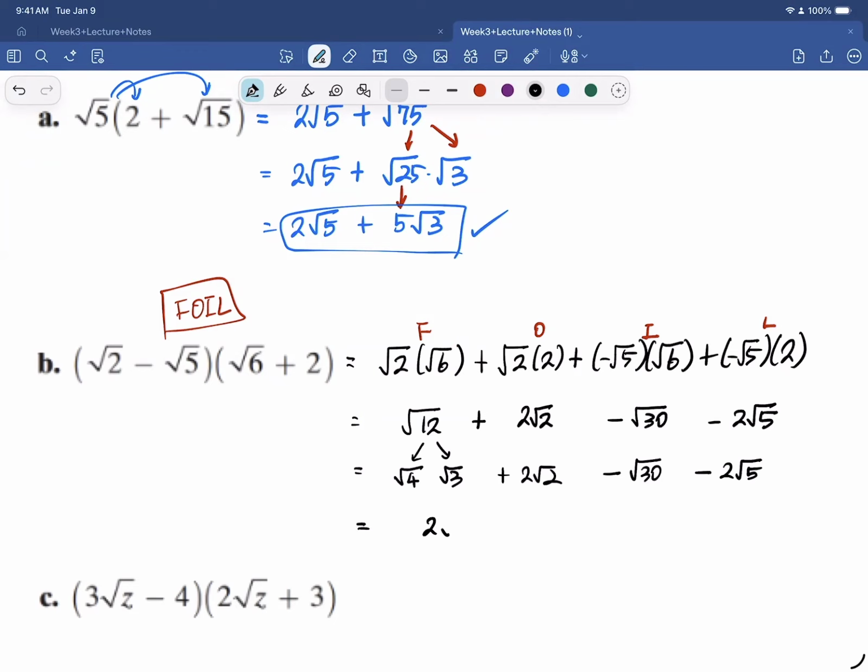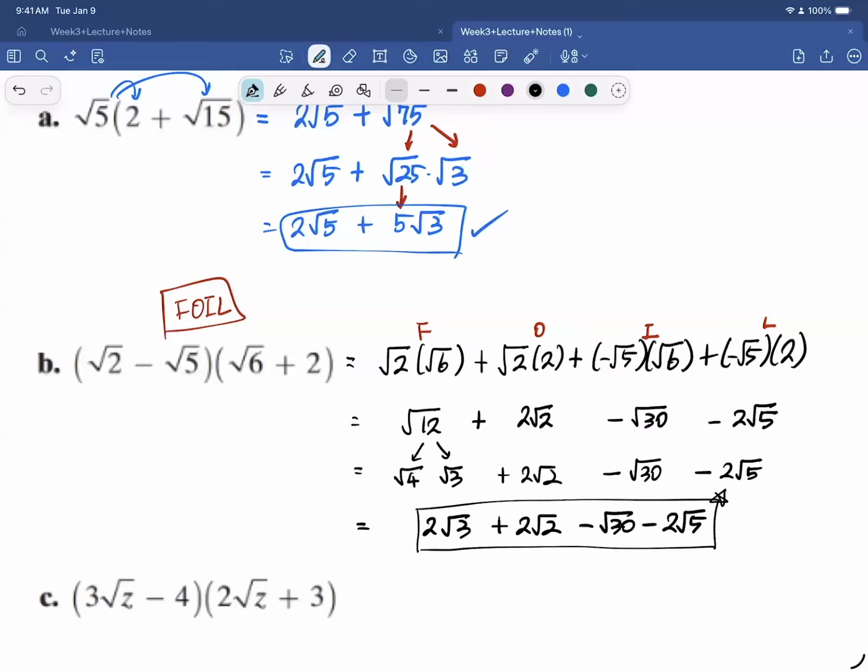So this is 2 square root of 3 plus 2 square root of 2 minus square root of 30 and then minus 2 square root of 5. But none of them is like terms. I know the answer looks weird, but that's the final answer: 2 square root of 3 plus 2 square root of 2 minus square root of 30 minus 2 square root of 5. So if there is no like term, then just leave it like that.